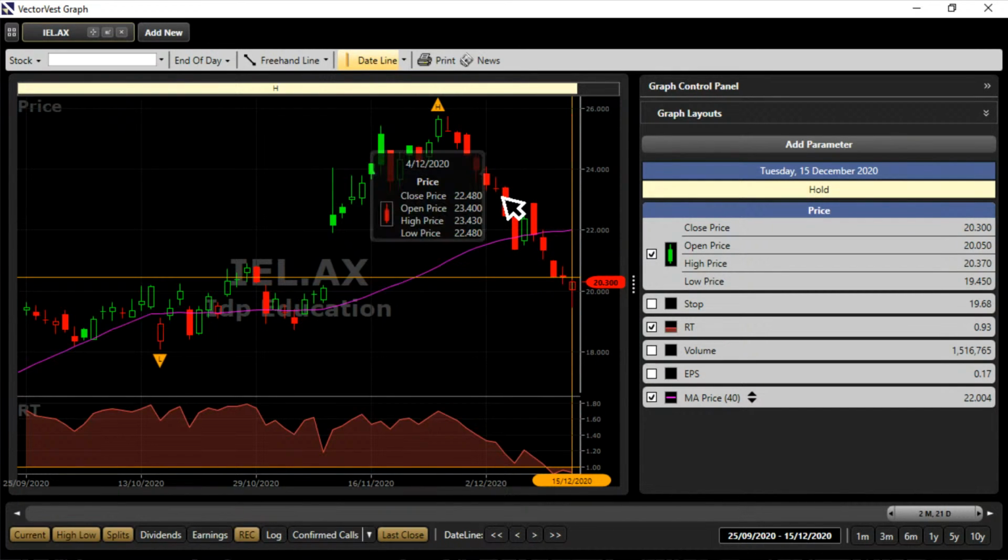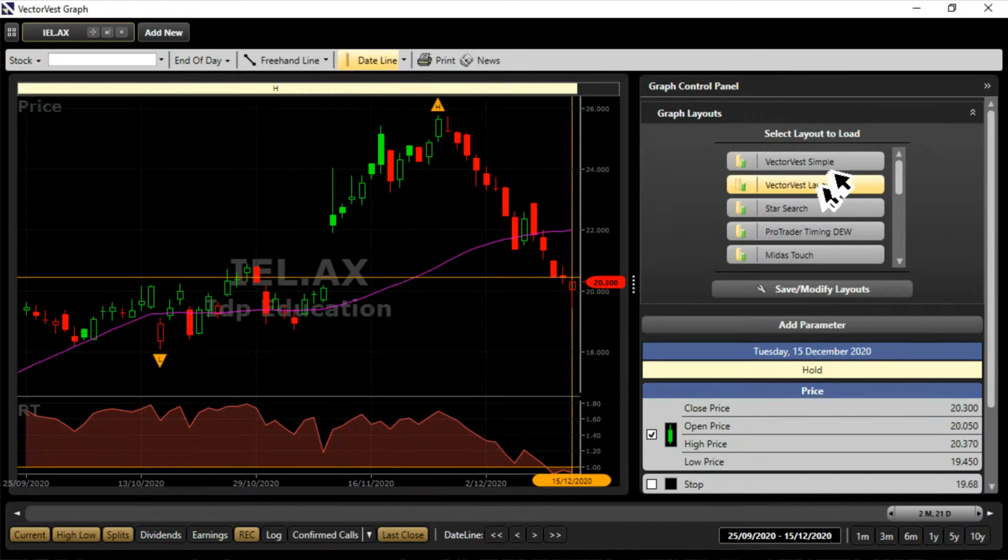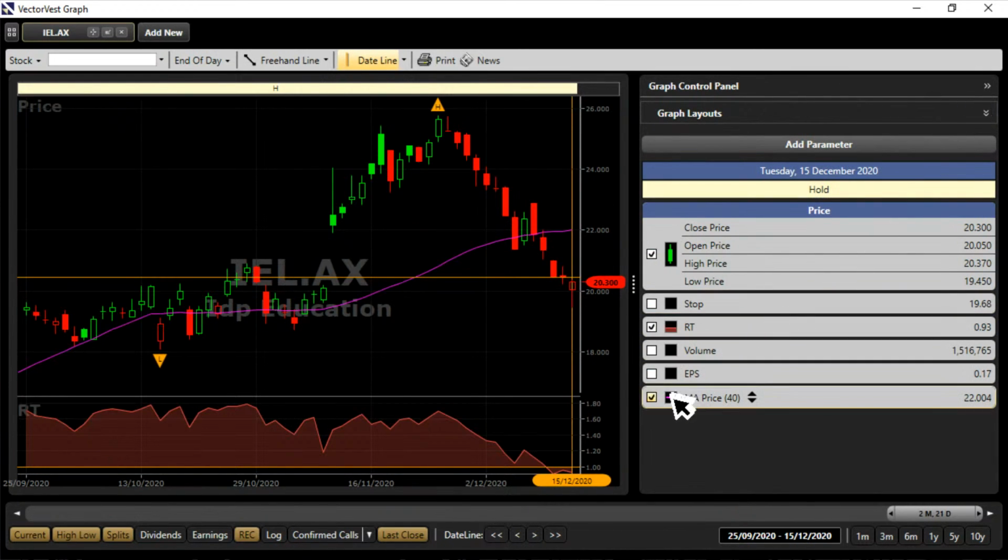Step number 2, price goes through the 40-day moving average. So on your graph layout per the VectorVest layout, there we've got a 40-day moving average on the price. Yep, price has gone through the 40-day moving average. All right, step number 3.